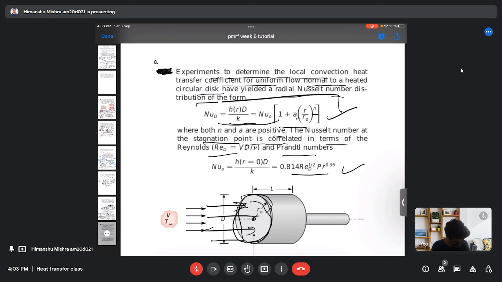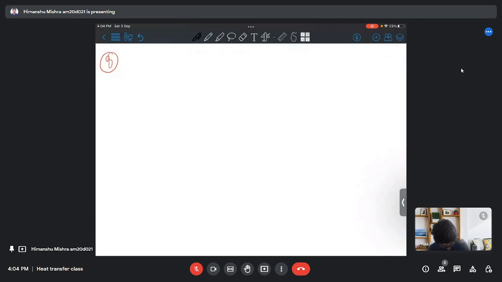So at r equal to 0, the stagnation point is located here. The velocity here will be 0, and this is my Nusselt number expression. For the whole radial surface, my Nusselt number expression is this. So I can find the heat transfer coefficient. As of now, this is my local heat transfer coefficient. I can integrate this to find the total heat transfer coefficient, and from that relation I will find the total Nusselt number.